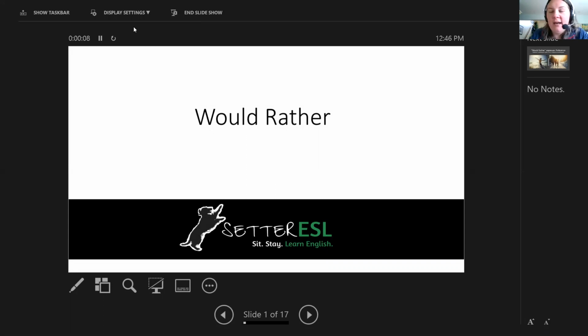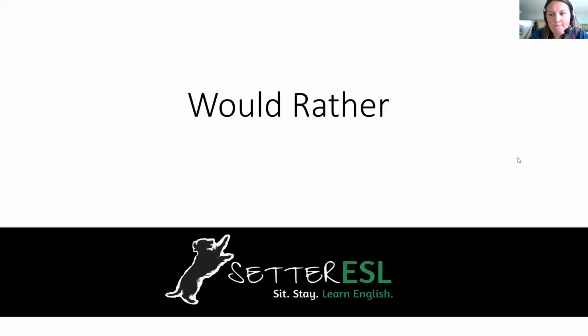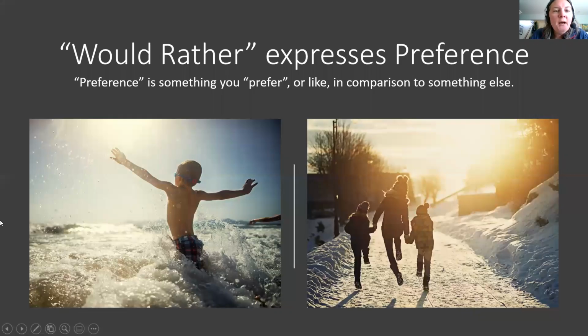So taking a look at would rather. Would rather expresses what's called preference. Preference is something you prefer or like in comparison to something else. So take a look at the word preference. Do you see the word prefer in the beginning? P-R-E-F-E-R. To prefer means to like something better than something else.